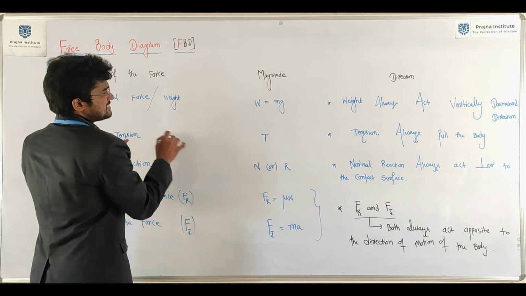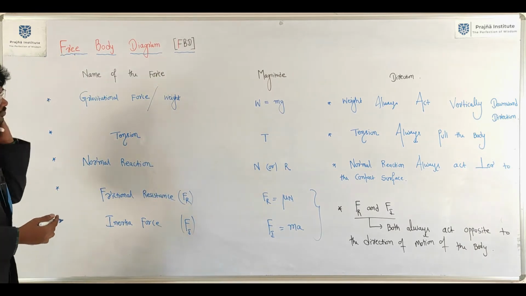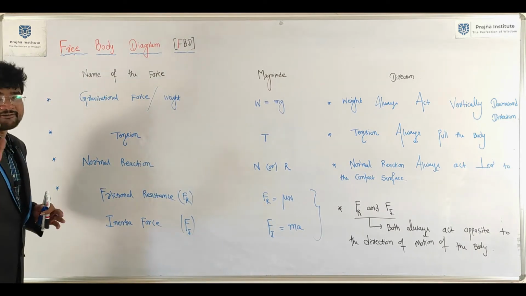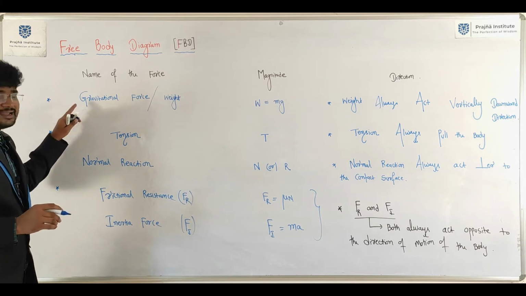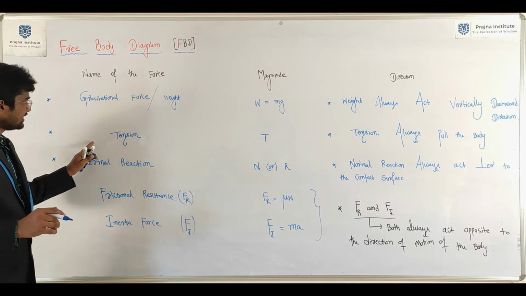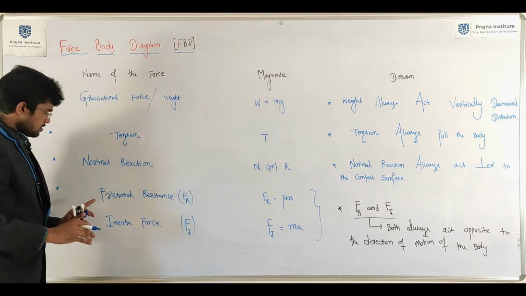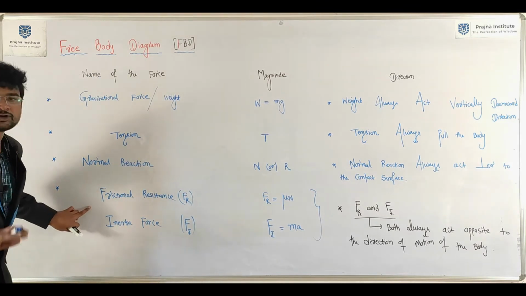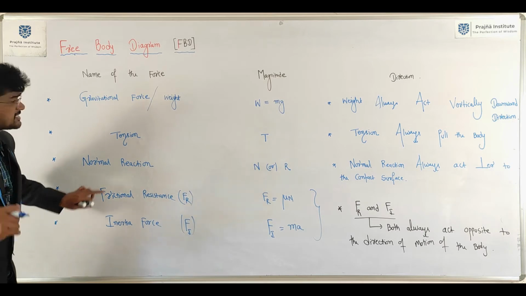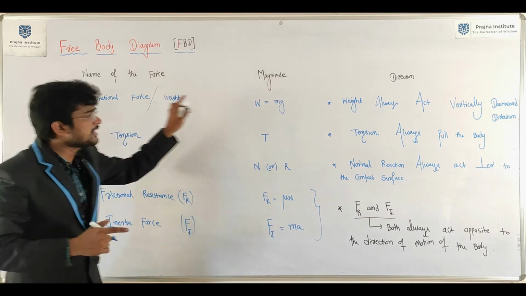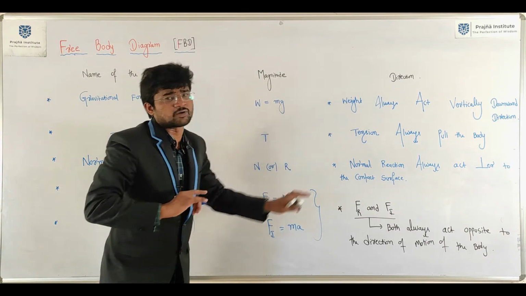Just this is the table. Here we are having 4 points. First, gravitational force, tension, normal reaction. 3 statements here, 1 statement here. Total 4 statements. What is the first statement? Weight. Weight always acts vertically downward direction.